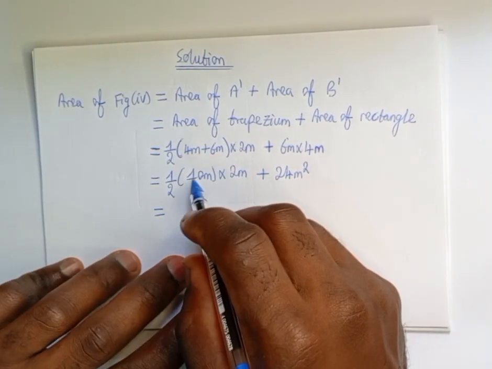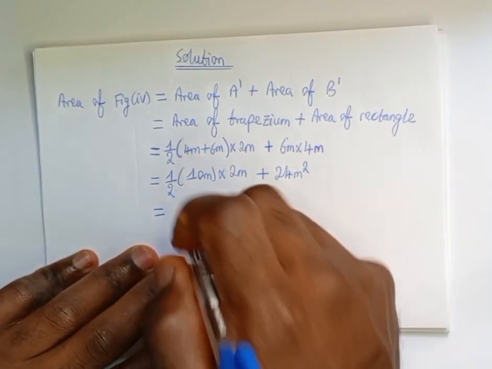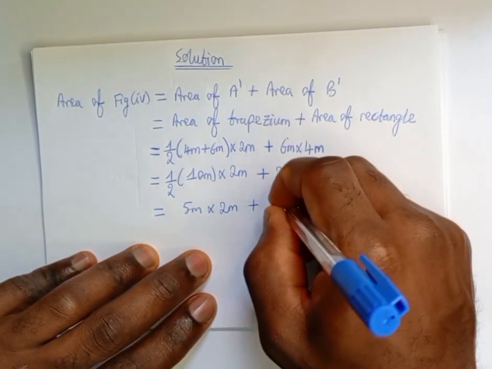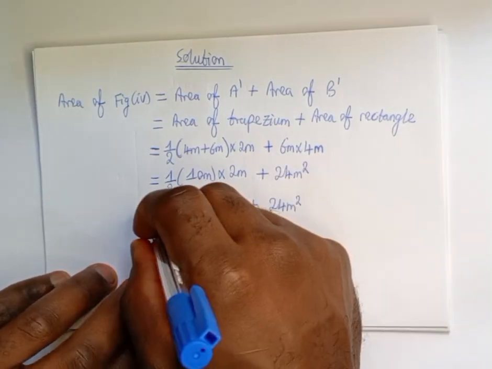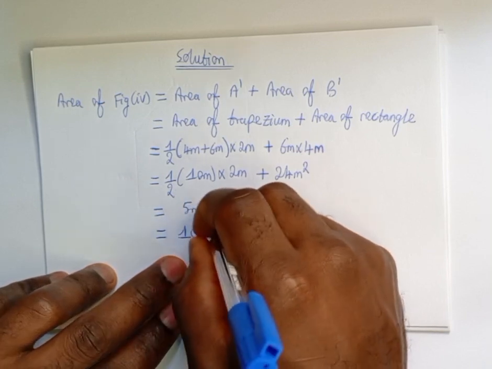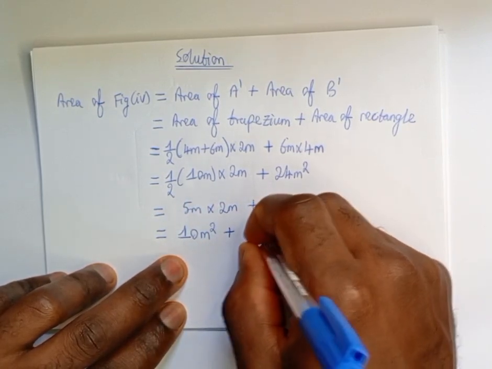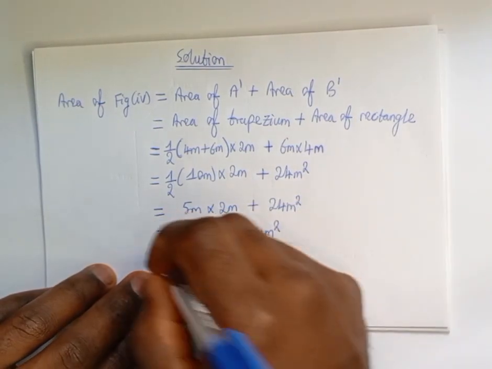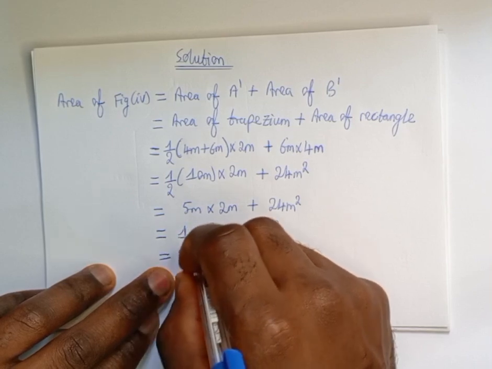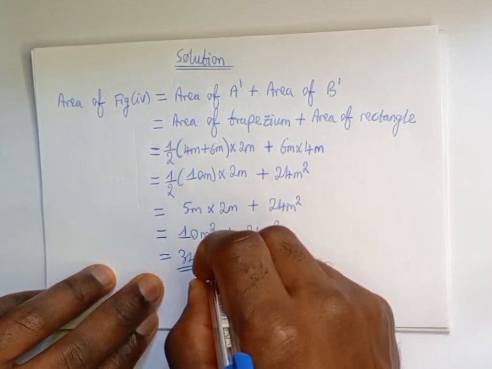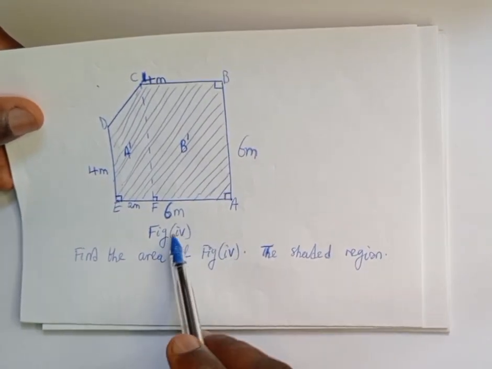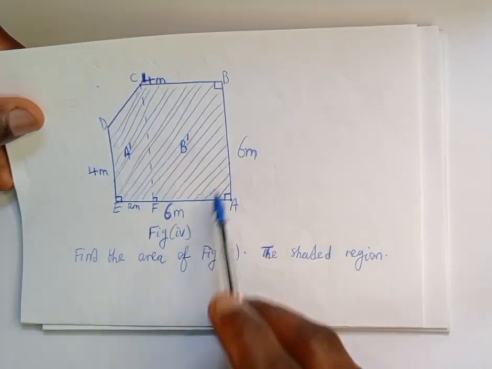This will be equal to 10 meters divided by 2 meters gives us 5 meters times 2 meters plus 24 meters squared. This will be equal to 5 meters times 2 meters gives us 10 meters squared plus 24 meters squared. And this will simply be equal to 10 meters squared plus 24 meters squared gives us 34 meters squared. Therefore, 34 meters squared is the area of figure 4 above, this shaded figure.